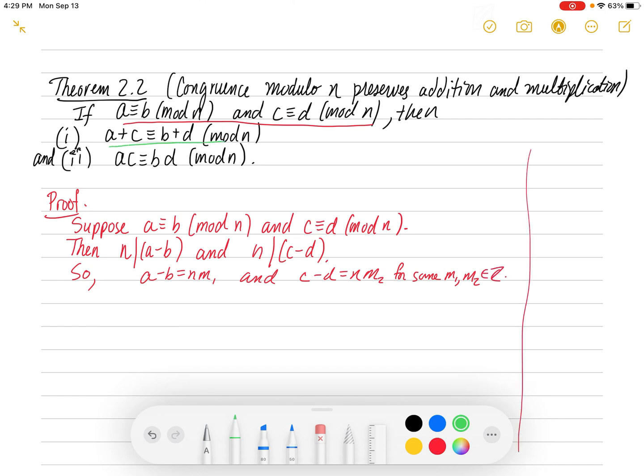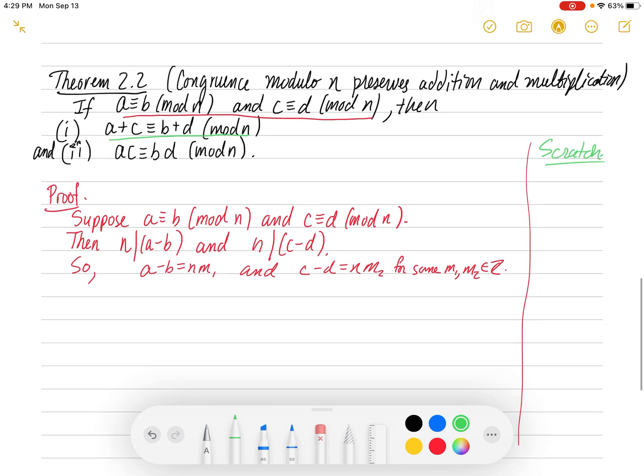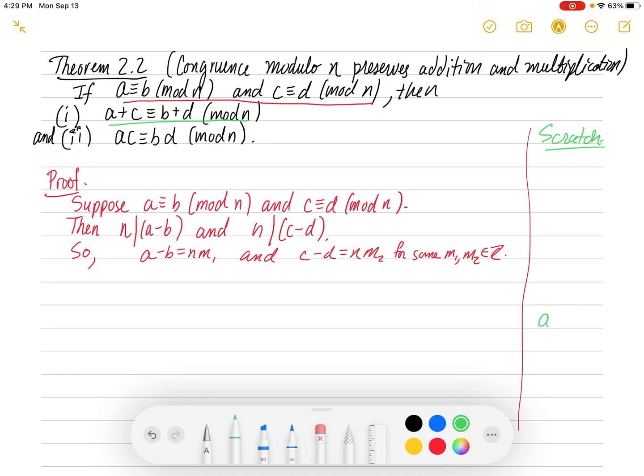Now on the side, I'm going to do some scratch work. So number 1, I want to arrive at number 1. Thinking backwards here, I'm going to go down to the bottom of this. I'm going to write A plus C should be congruent to B plus D mod n. That's where I want to go. So what does that mean?